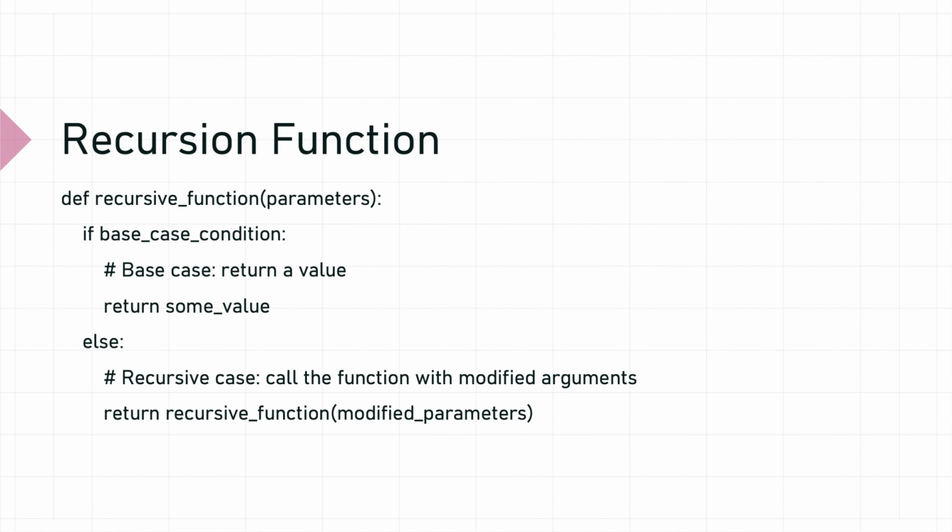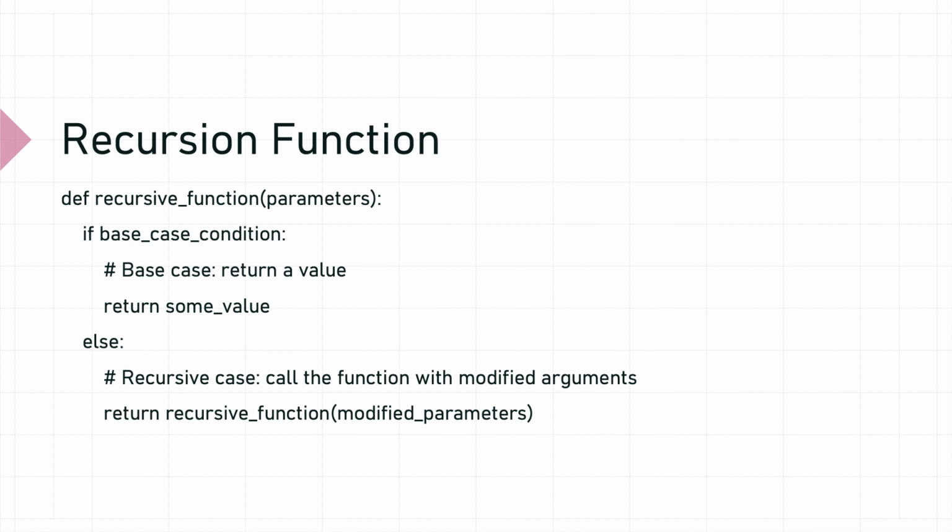Factorial 5 calls factorial 4. Factorial 4 calls factorial 3. Factorial 3 calls factorial 2. Factorial 2 calls factorial 1. Factorial 1 calls factorial 0. And at this point, the base case is reached and factorial 0 returns 1. So the recursion then unwinds and the values are multiplied as 1 times 2 times 3 times 4 times 5.